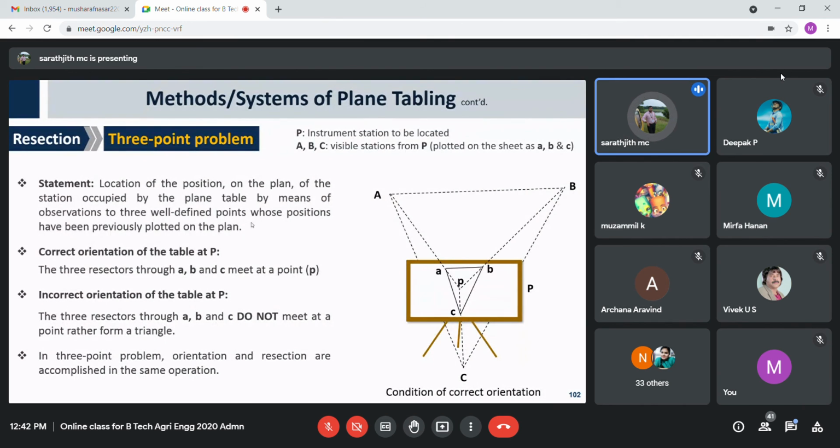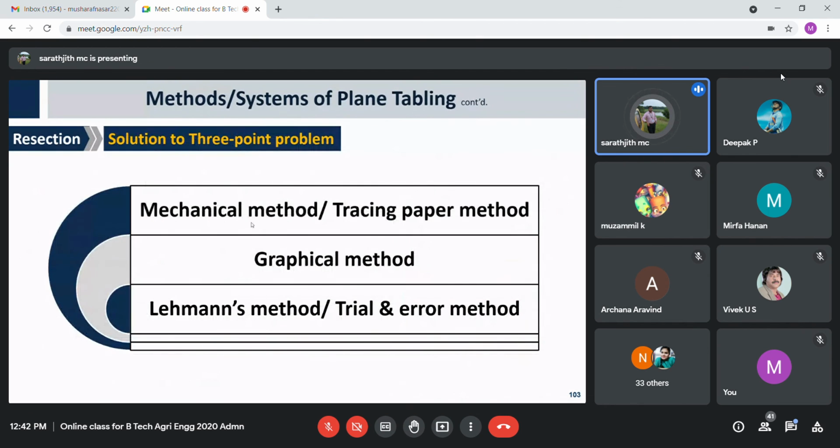If a triangle is formed, we have to go for different methods, like the mechanical method or the tracing paper method, and the graphical method. The graphical method is Bessel's method, also called Bessel's method of inscribed quadrilateral. And the third one is Lehman's method, or the trial and error method. We have discussed each method, and by this you will be locating the point. So that's about the three-point problem. The two-point problem I'll take in the next class.